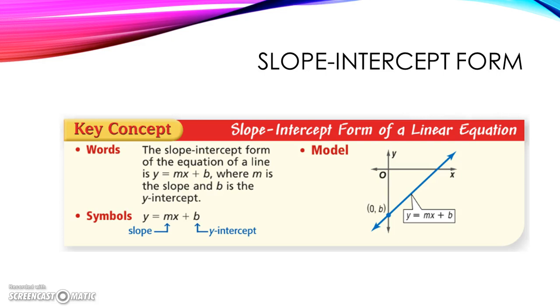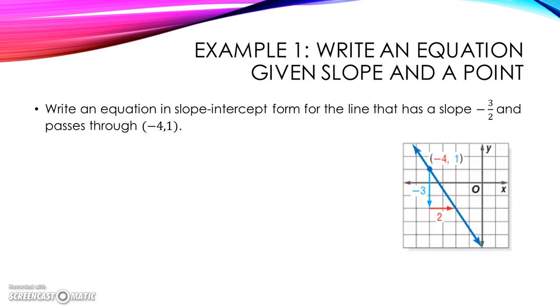The slope-intercept form is y equals mx plus b, where m is slope and b is the y-intercept, where it crosses the y-axis. So we're going to start with slope-intercept form, y equals mx plus b. We know that m is negative 3/2, and we know that y is 1 and x is negative 4. So we can substitute those values in and solve for b, or the y-intercept.